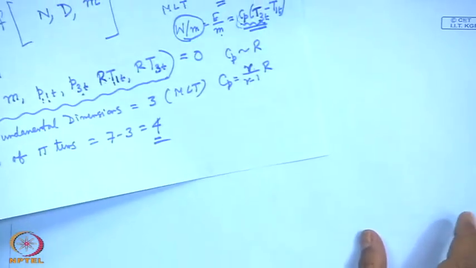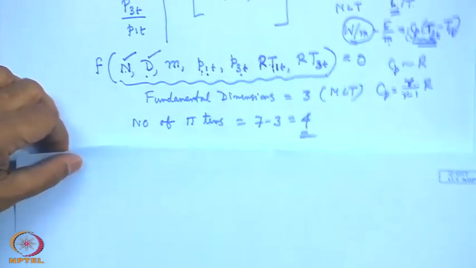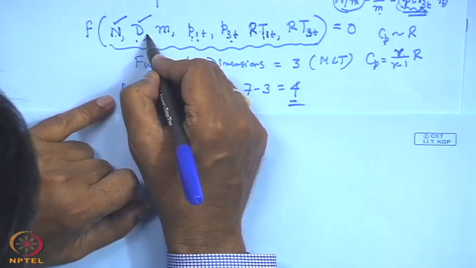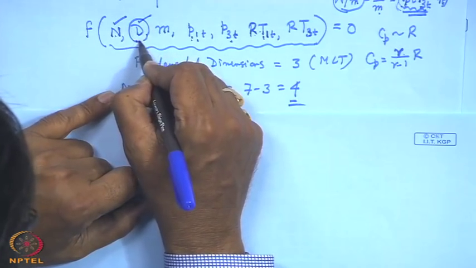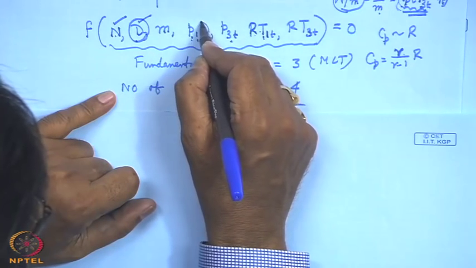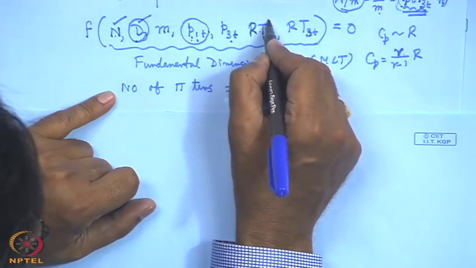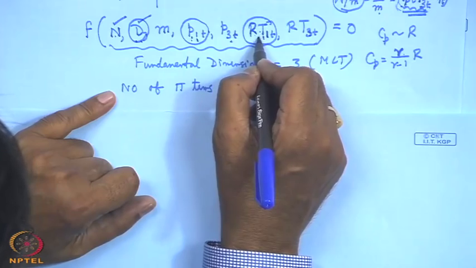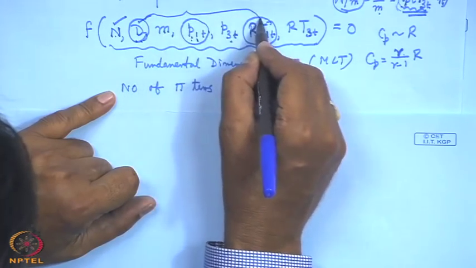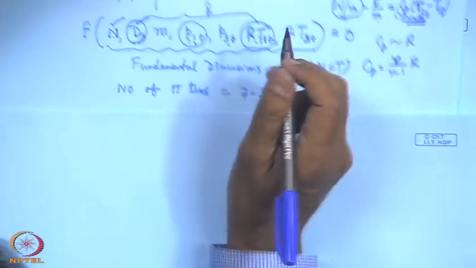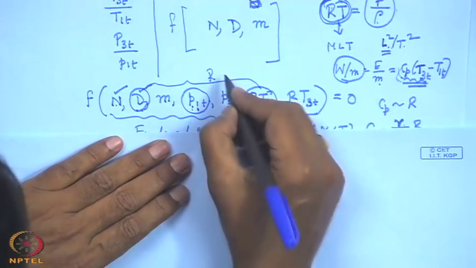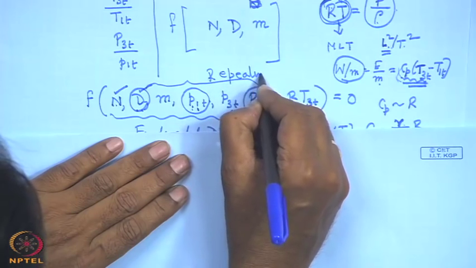Now, by applying the standard procedure of dimensional analysis, what do we do? We take 3 repeating variables. Here, what are the repeating variables? We take D, P1T, and RT1T. These D, P1T and RT1T are taken as the repeating variables.